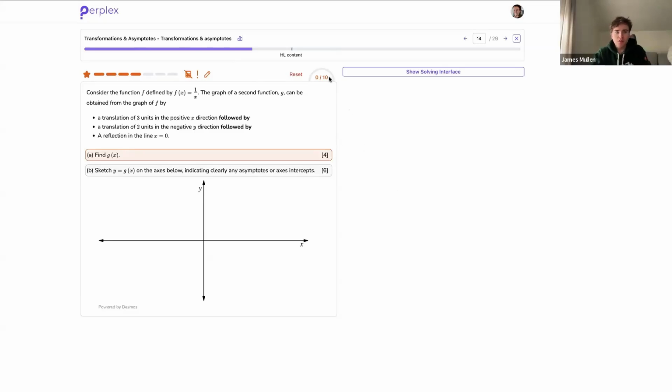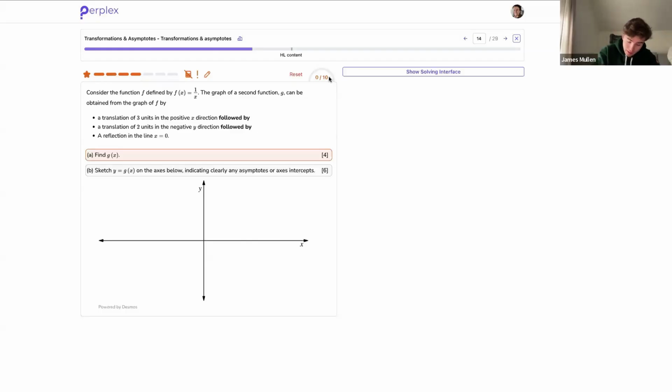All right, we're going to go over the solution to this now. We have a function f defined by f of x is equal to 1 over x. This is the reciprocal function that we talked about earlier. The graph of a second function g can be obtained from the graph of f by the following transformations in order: a translation of 3 units in the positive x direction, followed by a translation of 2 units in the negative y direction, followed by a reflection in the line x equals 0. So x equals 0 is this line here, which means that I'm going to be doing negative f of x to get a reflection in the x-axis.